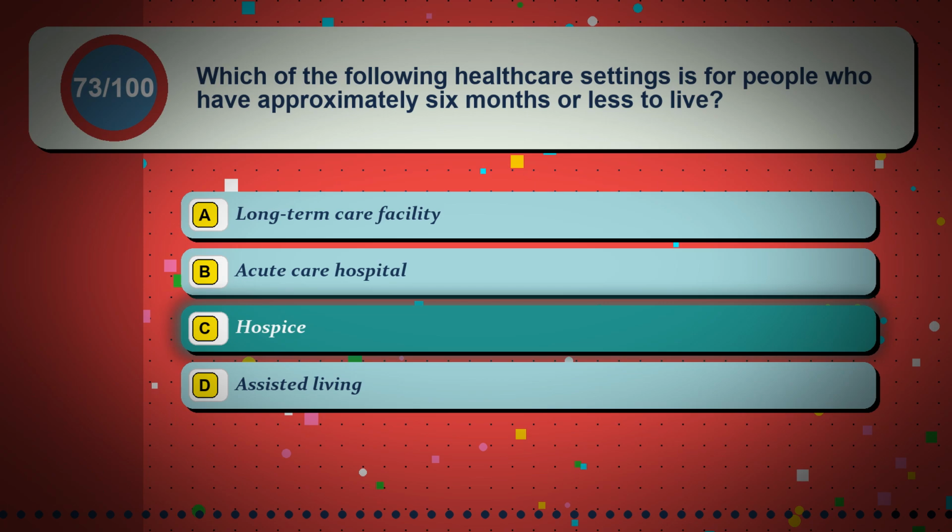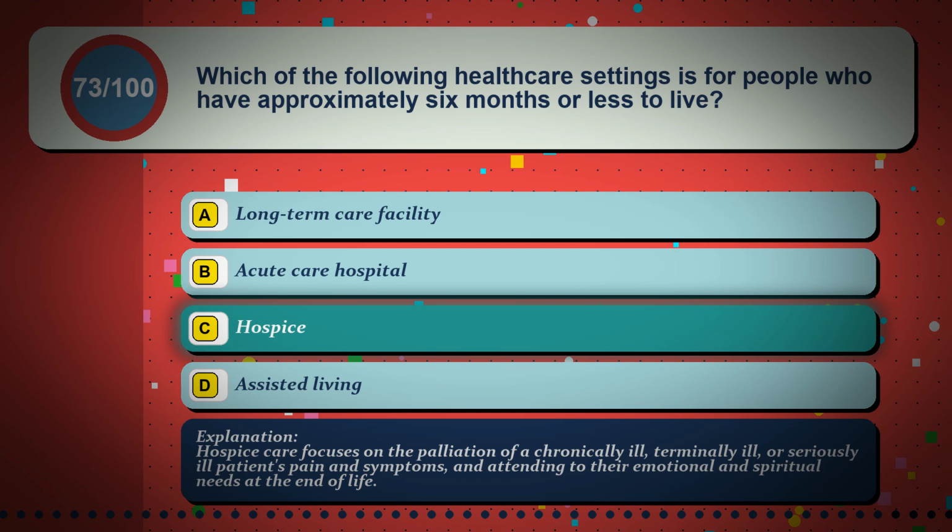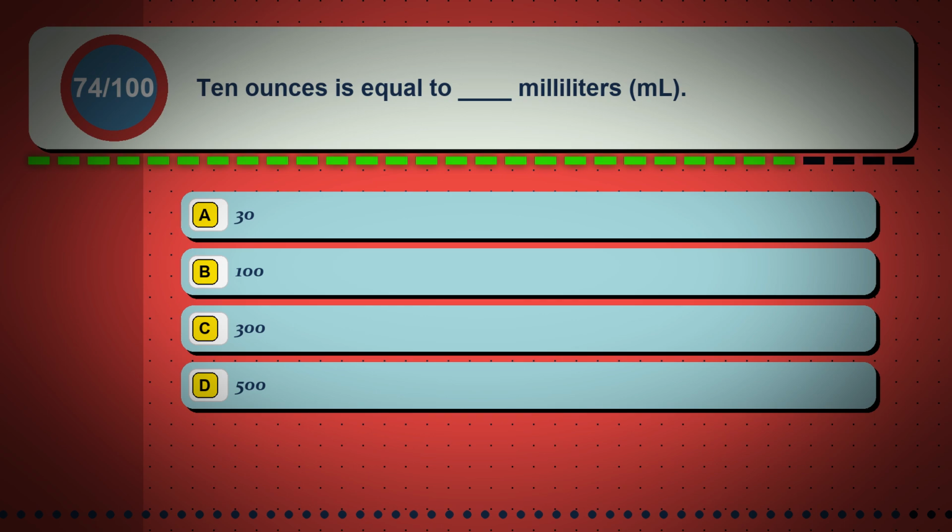The correct answer is option C, hospice. Hospice care focuses on the palliation of a chronically ill, terminally ill, or seriously ill patient's pain and symptoms, and attending to their emotional and spiritual needs at the end of life. Question 74. 10 ounces is equal to blank milliliters, ml.